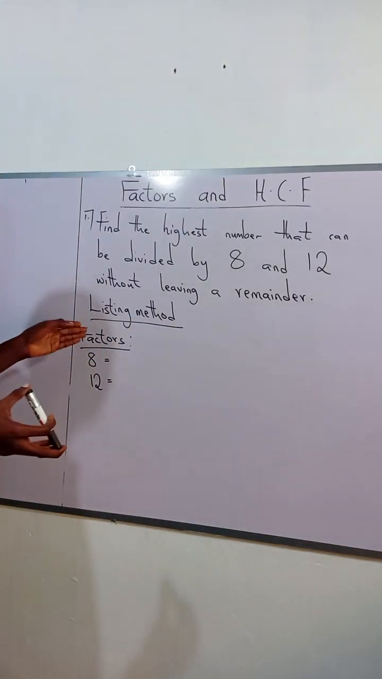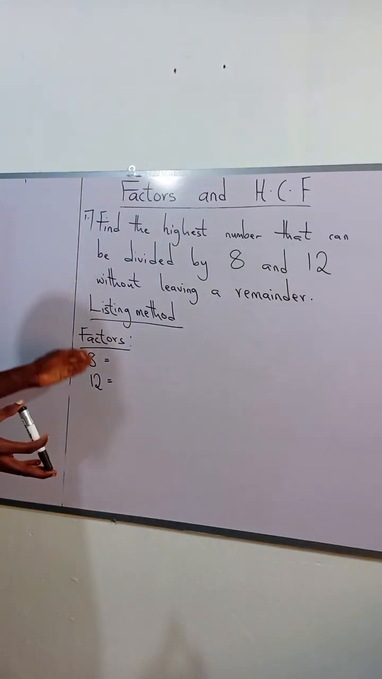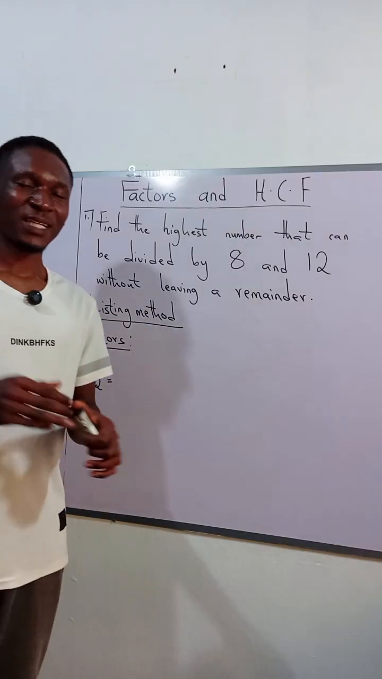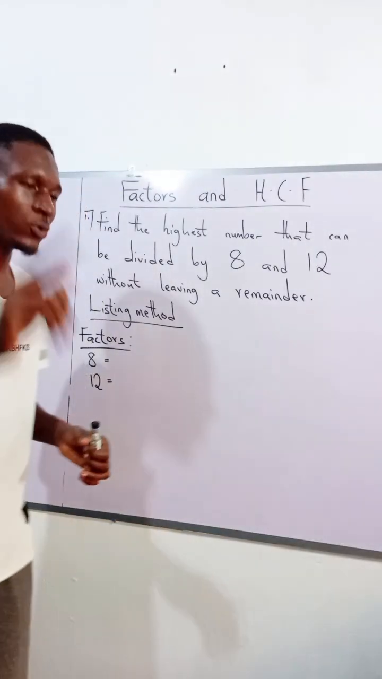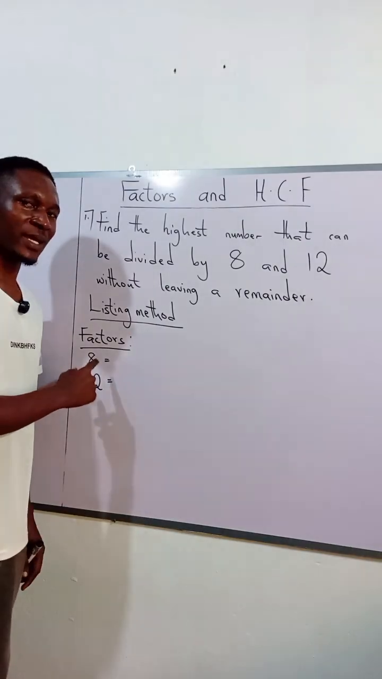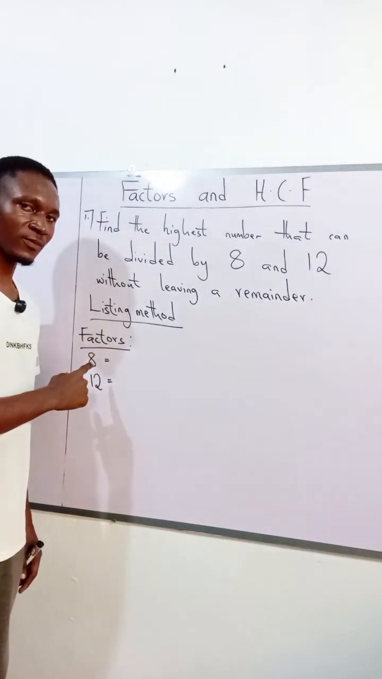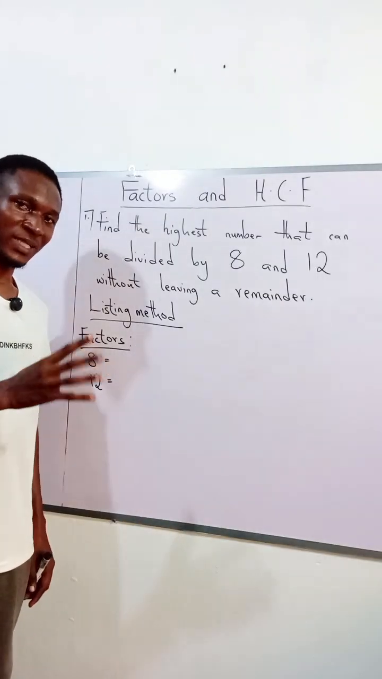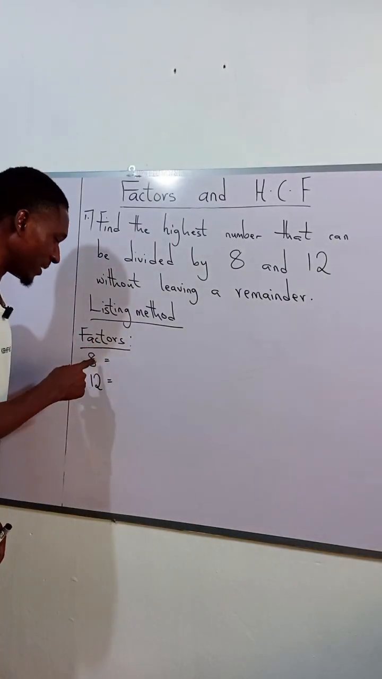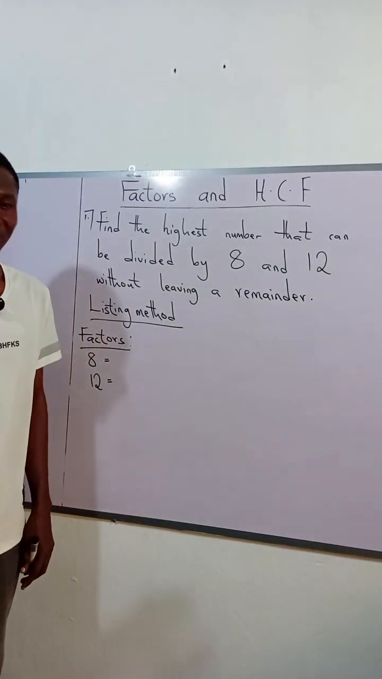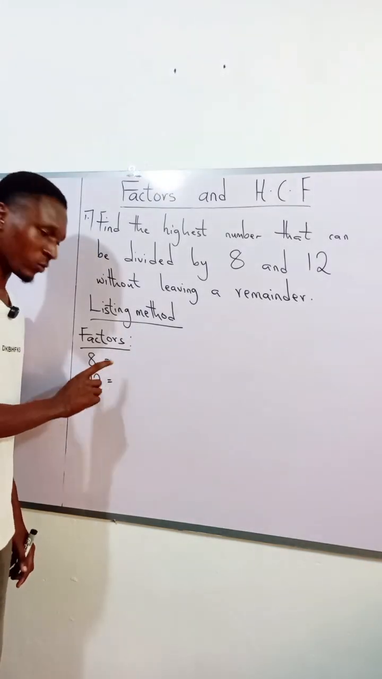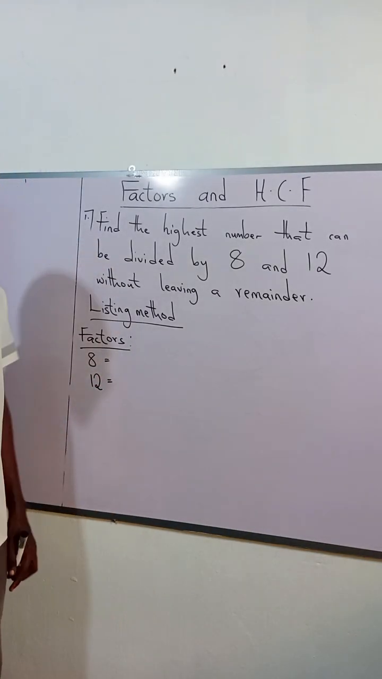Okay, we first of all write out the factors of 8 and 12. What are the factors of 8? The factors of 8 are those numbers that we can use to divide 8 without a remainder. The factors of 8 are the group of numbers we can use to divide 8 without remainder, and also the factors of 12 are the group of numbers we can use to divide 12 without remainder. Let's go for the 8.